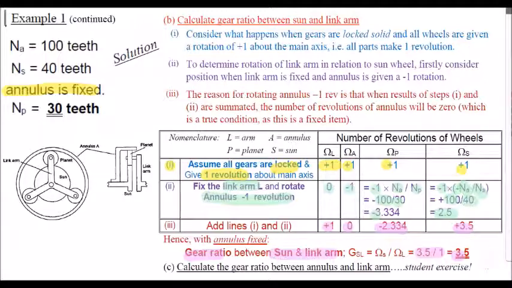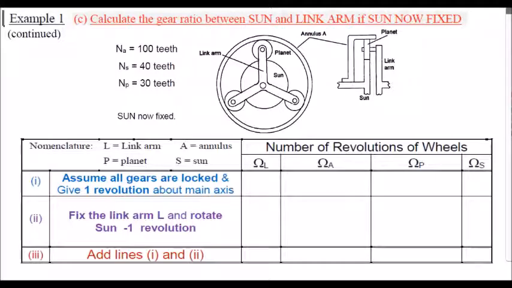Now we're asked in the question, and this is something we're going to work through together, to calculate the gear ratio between the annulus and the link arm. So that's the exercise we're going to do together. I've got this over the page here. Okay, so I want you to fill this in with me as we go through the process for this particular gear train, all right?